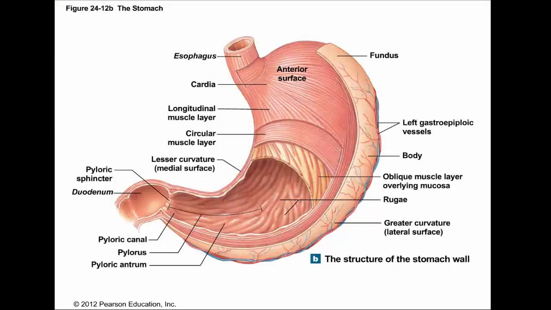So here we have the diagram of the stomach. You're not expected to know all of the names of the stomach, except that we have the esophagus entering one end, we have the esophageal sphincter, we have various muscle layers of the stomach, and then we have the pyloric sphincter. The pyloric sphincter is where the end of the stomach joins onto the duodenum.